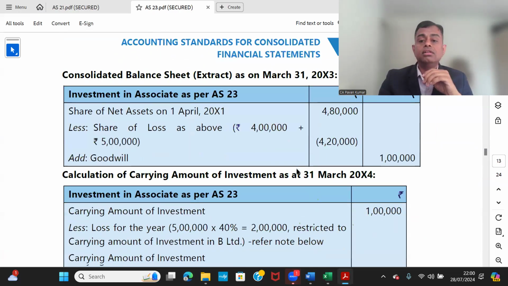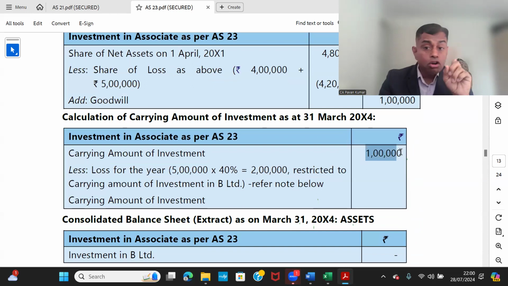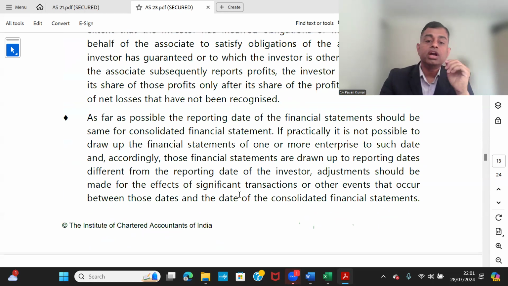Next year, from this 1 lakh, you are not subtracting 2 lakhs. Carrying amount 1 lakh. Loss for the year 2 lakhs, but restricted to carrying amount of investment. That means 1 lakh minus 1 lakh, 0. So that year in the balance sheet, you'll write investment in B Limited 0. That's it. So read the answer. You'll understand everything.